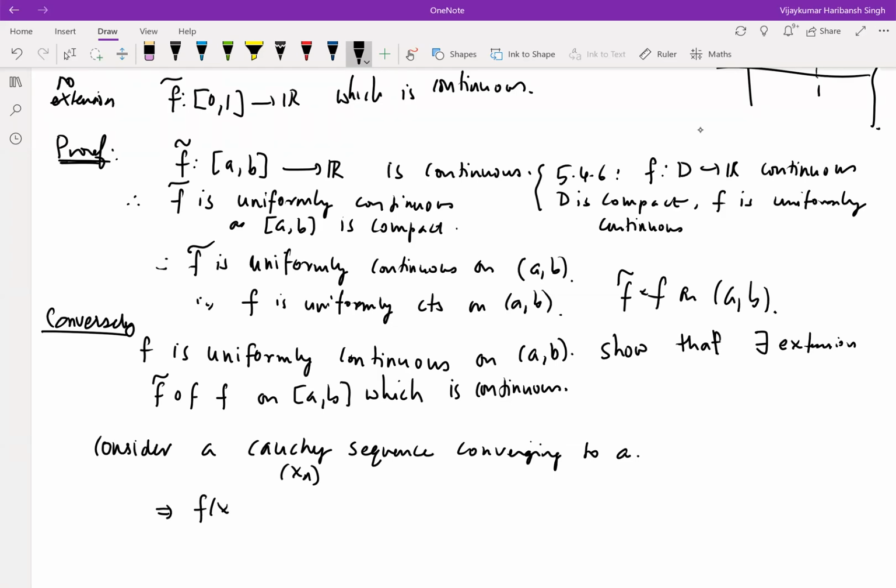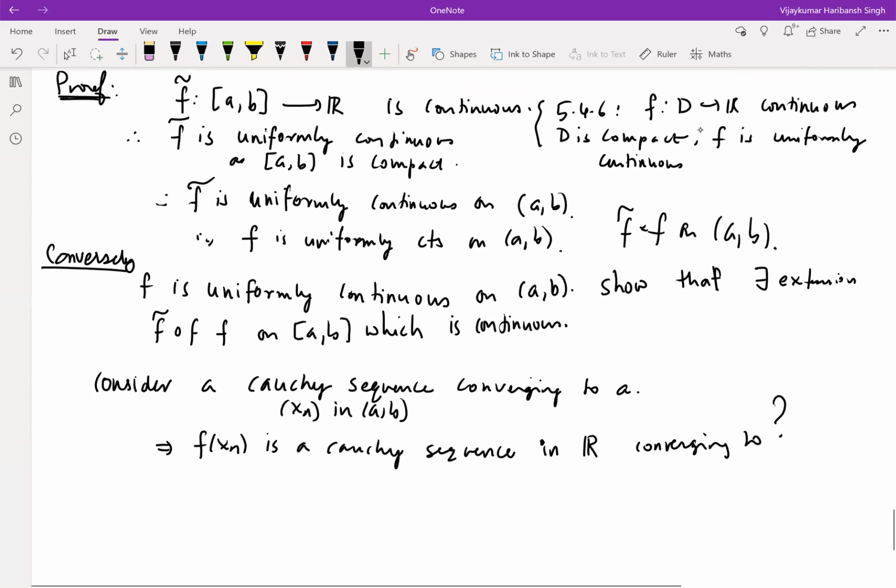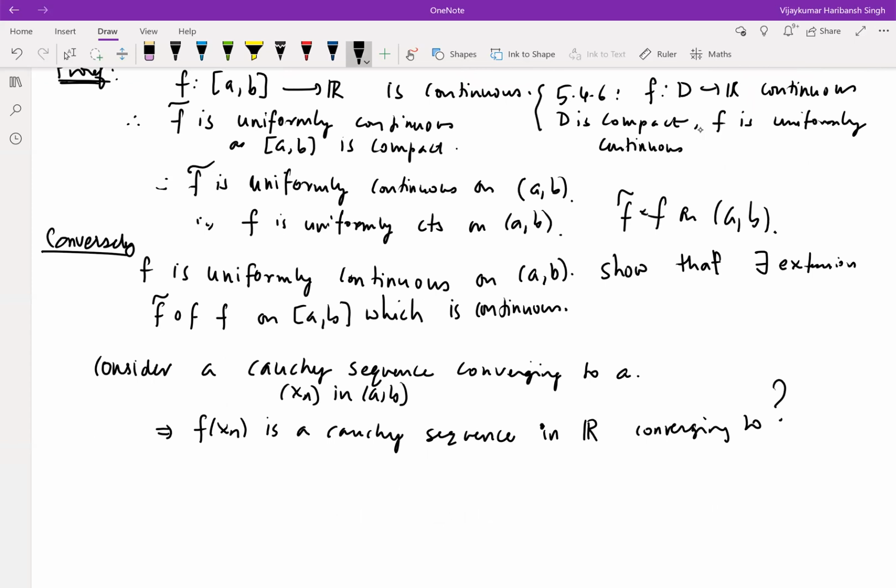This implies f of Xn is a Cauchy sequence in R, converging to what? We'll come to that in a minute. But note that in the last class we did a problem with an example of a function which was not uniformly continuous, and you had a Cauchy sequence which was divergent. All right. So here we have f of xn is a Cauchy sequence in R, right? And every Cauchy sequence in R converges in R, not in f of (A, B), but in R.